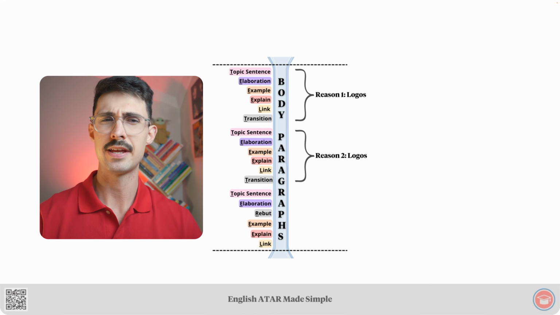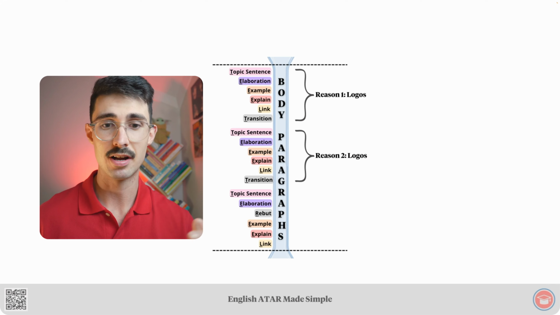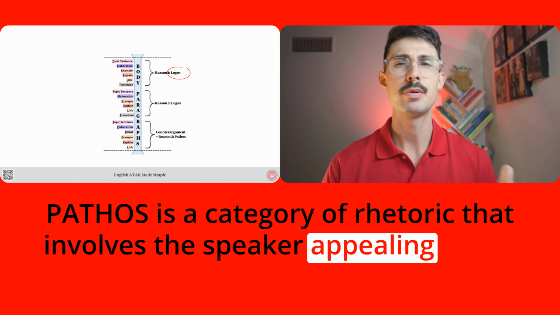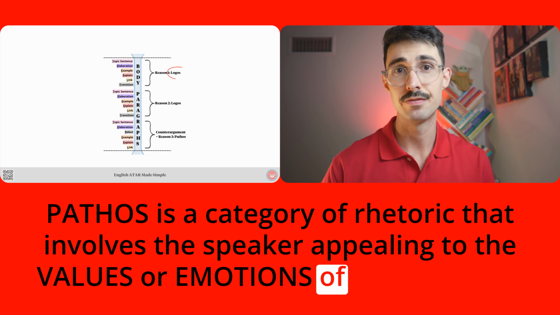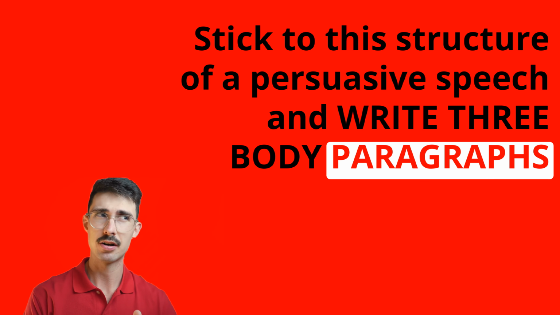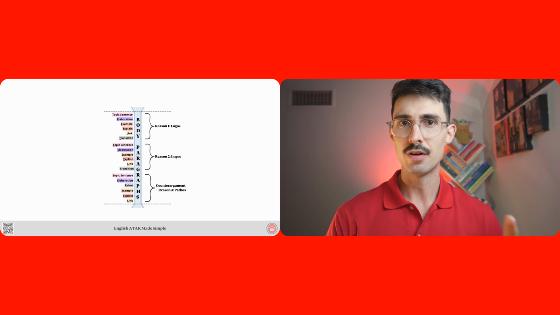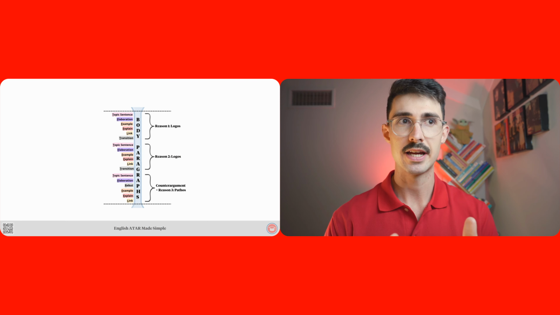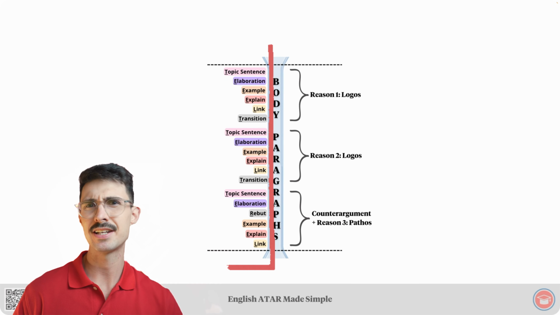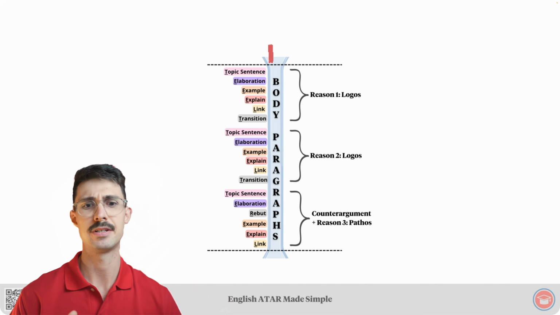As you might recall, the theme of the third and final body paragraph is pathos. This is the category of rhetoric that involves the speaker appealing to the values or emotions of the audience. Just a reminder, I suggest you stick to this structure of a persuasive speech and write 3 body paragraphs instead of 4, like you would aim to do for the body paragraphs of your responding section response. So that is an overview of the structure of the body paragraphs that we'll be taking a closer look at in this lesson. Before we turn to our first sample body paragraph, let's figure out how we're going to remember all the elements in these paragraphs.